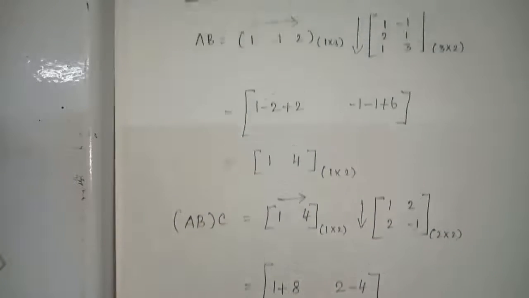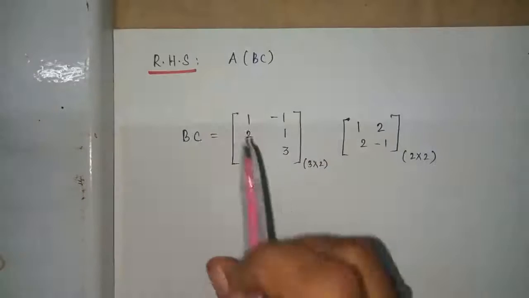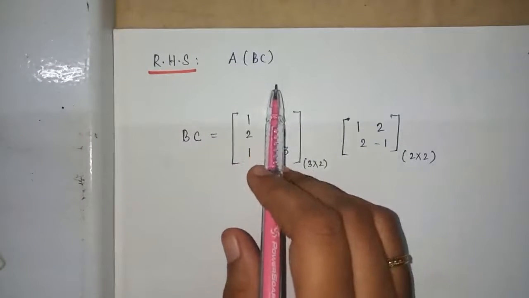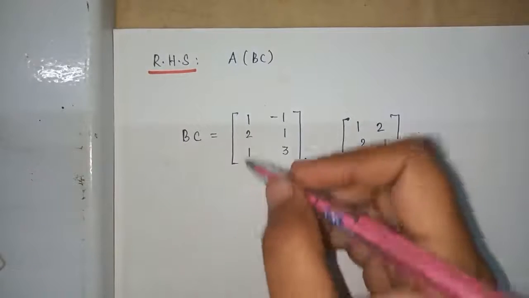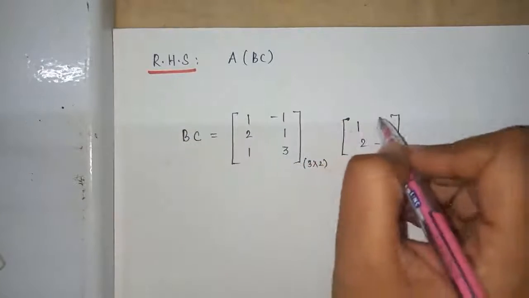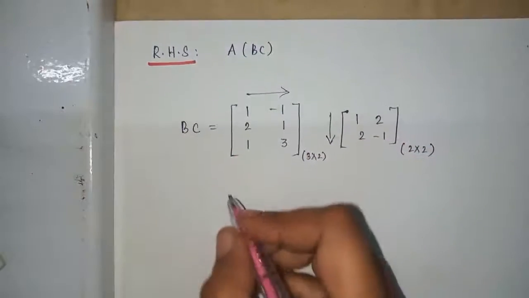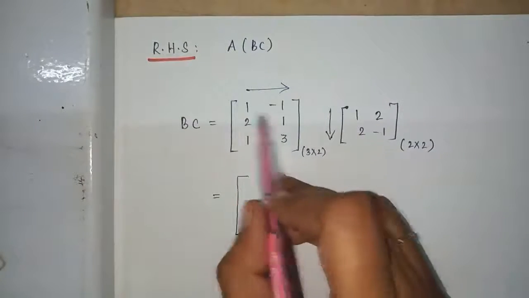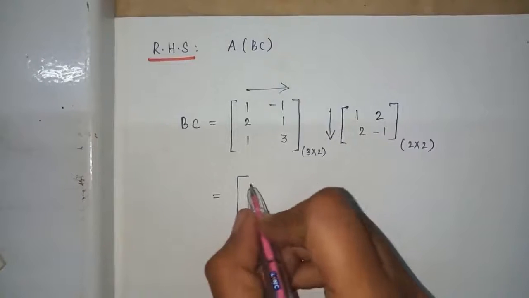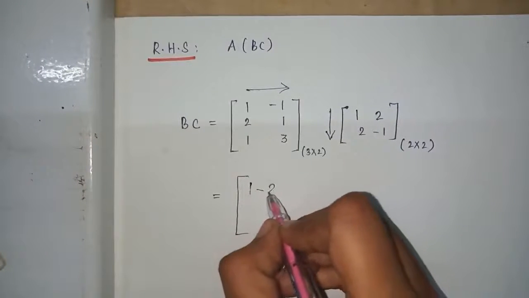Next we are going to find A into B into C, the right hand side. So first you have to find the product of matrix BC. This is matrix B and matrix C. You go for the matrix multiplication, which is first row, first column: 1 into 1 is 1, minus 1 into 2 is minus 2.